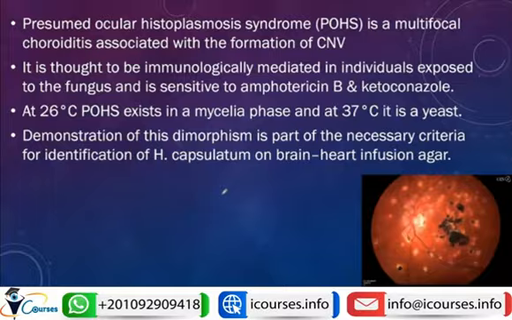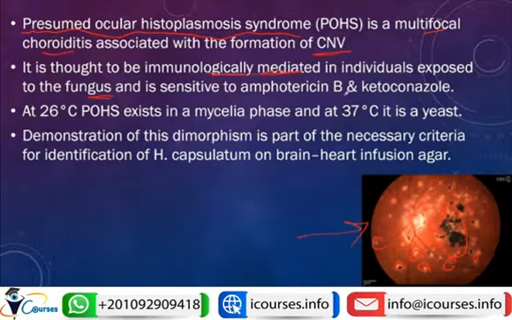the disease that is caused in the choroid by presumed ocular histoplasmosis is immune mediated. And the disease is called presumed ocular histoplasmosis syndrome, characterized by multifocal choroiditis with the formation of CNV. So it is immunologically mediated, in individuals exposed to the fungus. So the fungus itself will induce an immune reaction rather than active invasion, leading to the presence of multiple atrophic chorioretinal spots and scars, and it can also be complicated by choroidal neovascular membrane.